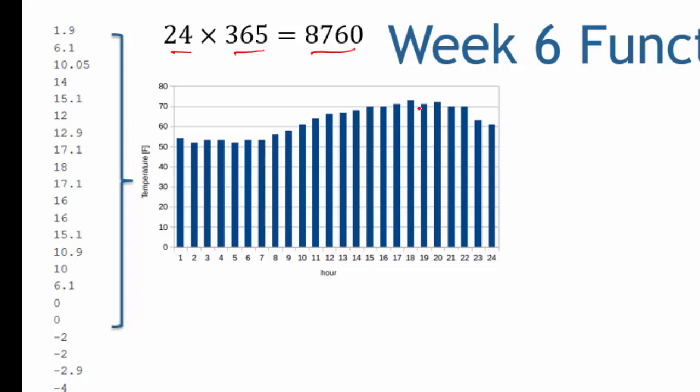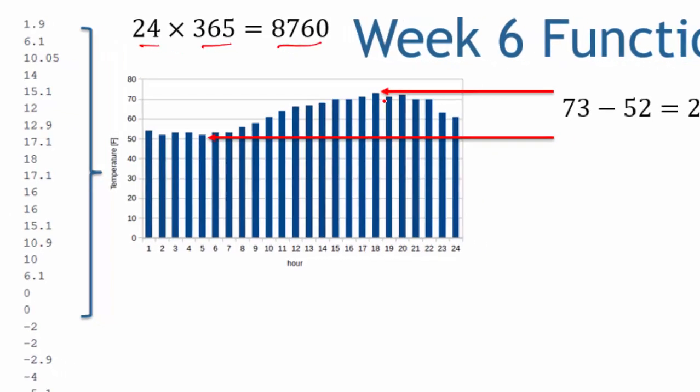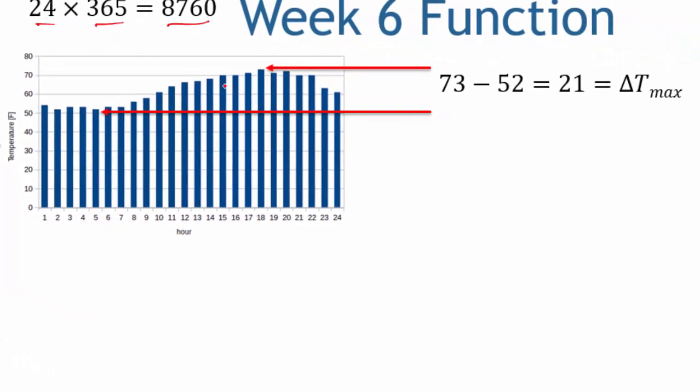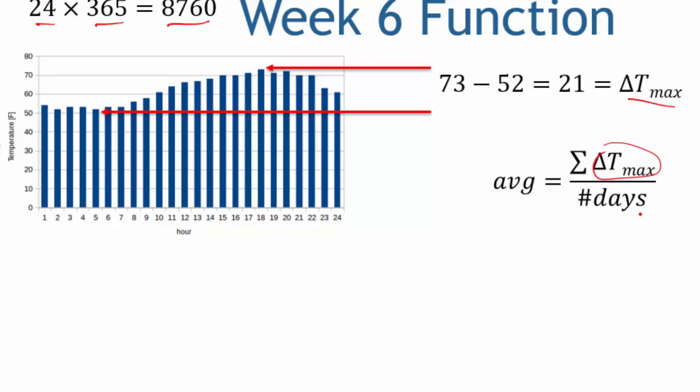The temperature change for this particular day, you take the maximum temperature at any point, the minimum temperature at any point, and then you take the difference between them. That's what we're going to call delta T max. You can think of it as kind of like the range, but it's actually the maximum minus the minimum. Then you need to find the average of that over several days. You find all the delta T maxes for all the days, and then you simply divide by the number of days in that range.